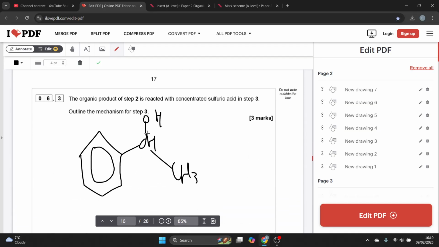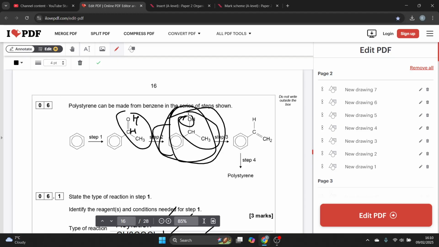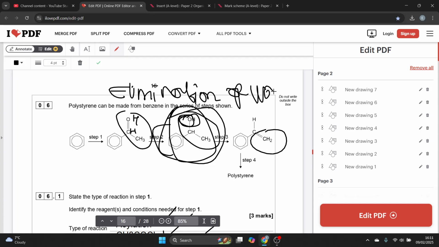Concentrated sulfuric acid. So this is not an alkene. I was thinking of alkenes reacted with cold concentrated sulfuric acid to form alkyl hydrosulfates and alcohols. That's not going to be it because it's already an alcohol. So it's going to be the other one, because I'm going from this alcohol to this alkene, elimination of water. So it's a dehydration reaction, elimination of water, and again we use concentrated sulfuric acid or phosphoric acid.